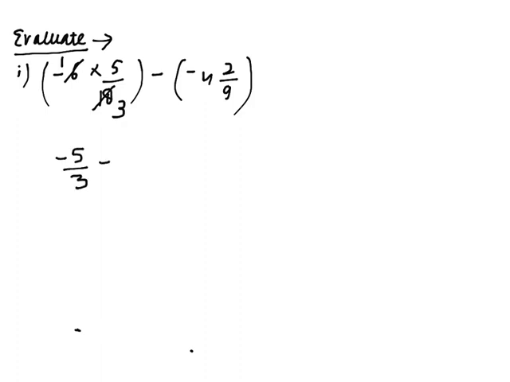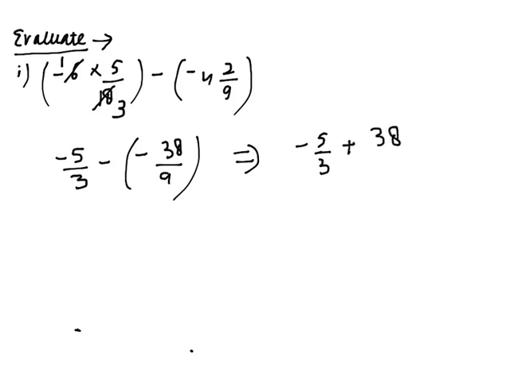Then we have minus. Then we will change into an improper number. So we will get 9 times 4 is 36 plus 2 is 38. So we will get 38 by 9. When we open the other braces, what will we have? Minus 5 by 3, minus and minus will give us plus 38 by 9. So now we know how to solve the question.